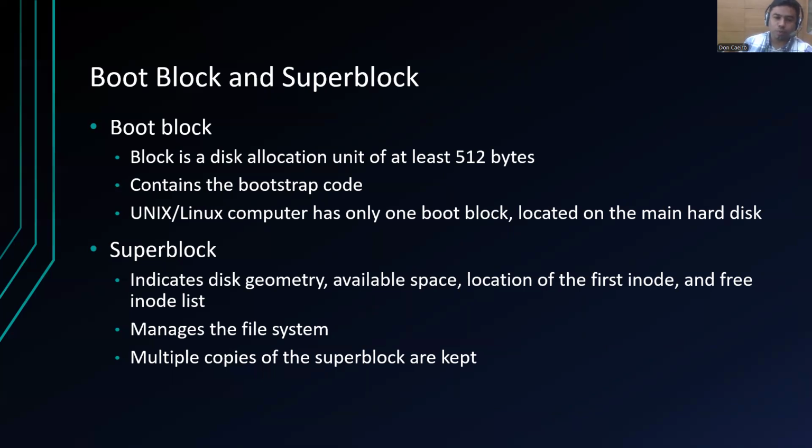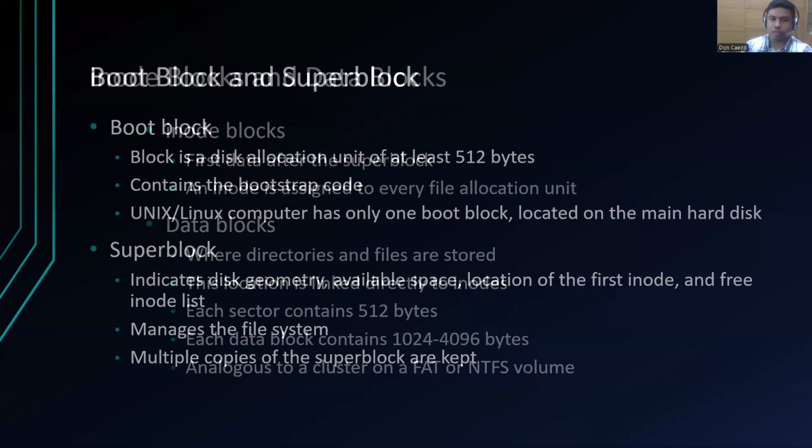Then we have the super block, which indicates the disk geometry, similar to the partition record in the Windows operating system. It shows the available space, the location of the first inode, the free inodes, basically what is free space on the disk, etc., and it manages the file system. Multiple copies of the super block are also kept in the Linux operating system.